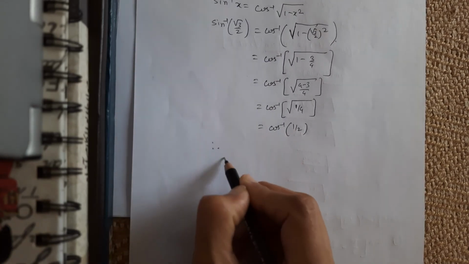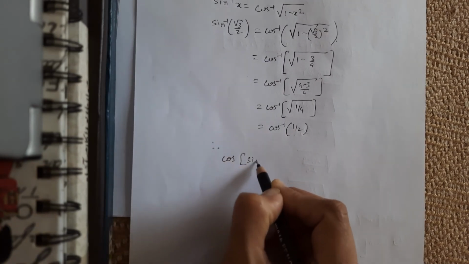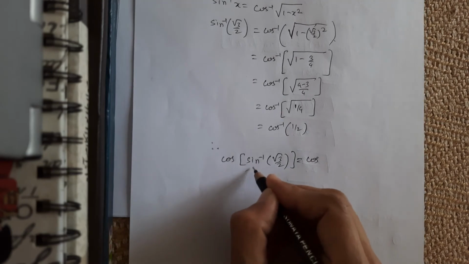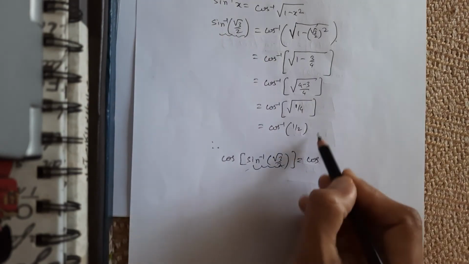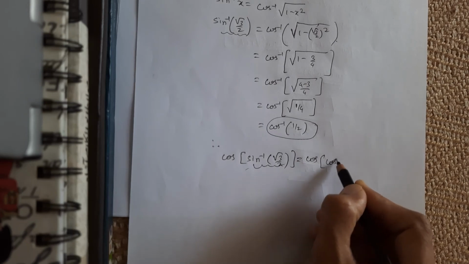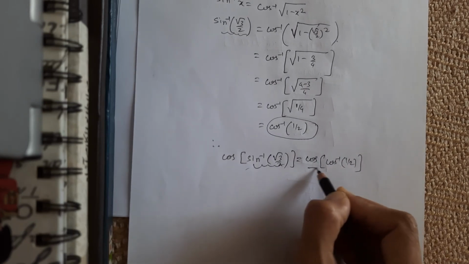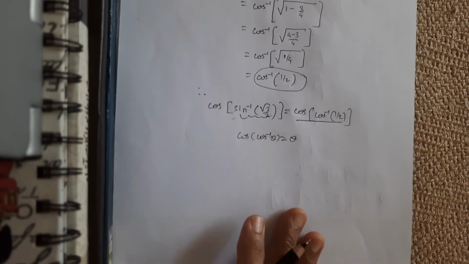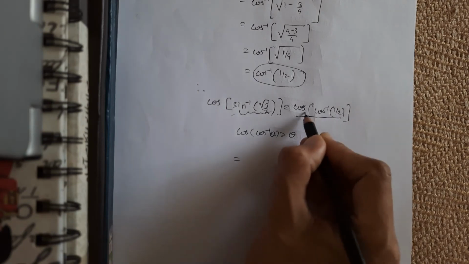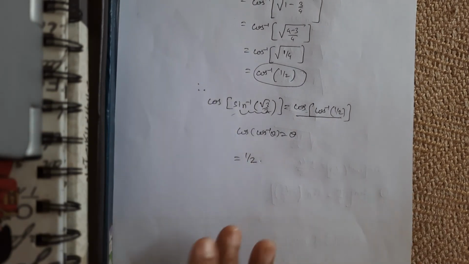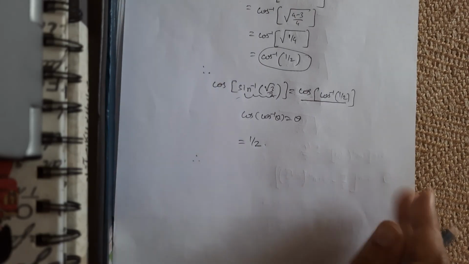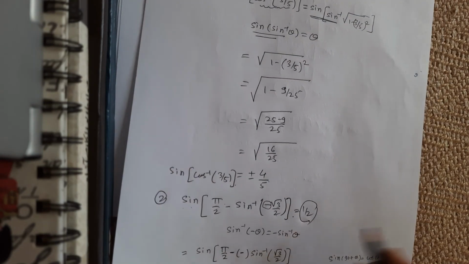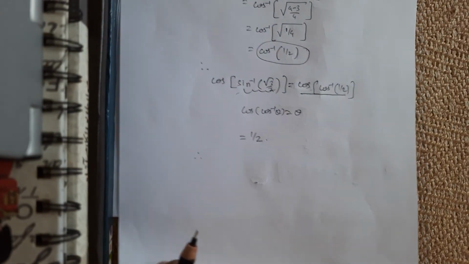Okay, so therefore this cos of sine inverse root 3 by 2 I can write as cos of this value I have calculated here, which turns out to be cos inverse of 1 by 2. And cos of cos inverse theta is equal to theta. So this vanishes and gives me 1 by 2. Okay, so that's how I find out the value of this. It is 1 by 2. So that's how we solve the example.